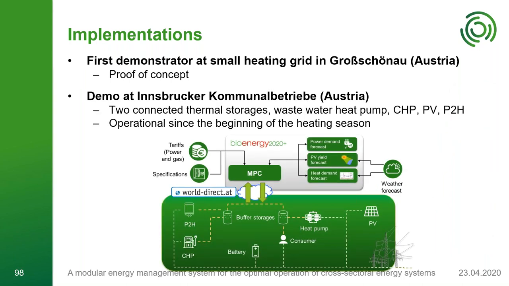Then a much more complicated system, our old name was Bioenergy 2020 Plus back then, was at the Innsbrucker Kommunalbetriebe, so in Innsbruck in Austria. They had a demonstration project where they had a really nice combination of various technologies. So you see at the bottom that you had a heat pump, buffer storages, power to heat, combined heat and power, battery storage, PV, and grid connection. And you had an interconnection between those buffer storages, so you had to transport heat from one building to the other. And managing all of this is quite complicated, and our energy management system was able to do so and has been running for a year now, and we are starting to look into the data now to see how well it actually performed. Next.